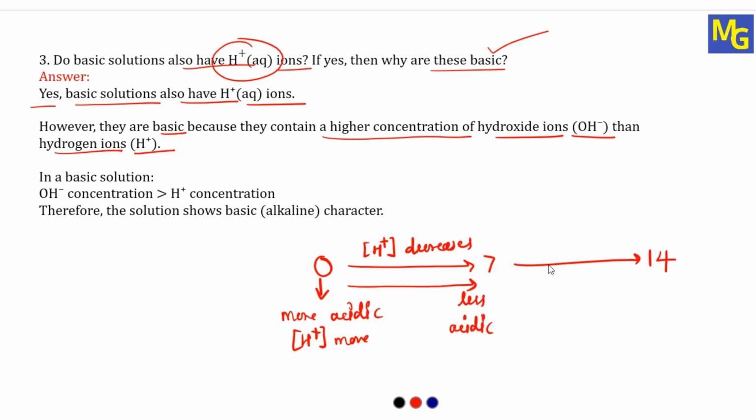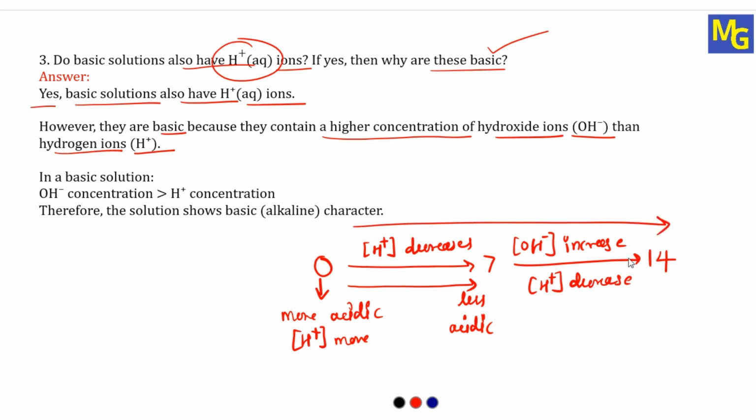From 7, OH minus ion increases and H plus ion decreases. So see here, H plus concentration is decreasing as we move from left to right hand side, and the OH minus ion concentration decreases as we move from right to left hand side. So I'll write here, OH minus concentration decreases, and on this side I'll write H plus concentration decreases.